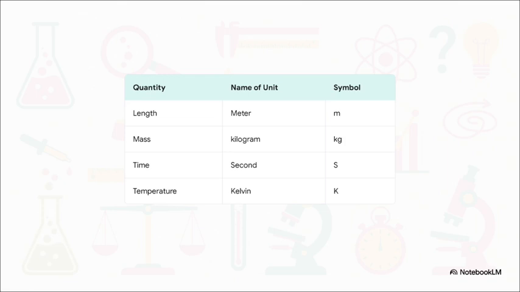For length, the universal standard is the meter. For mass, it's the kilogram. Time is locked in at seconds, and temperature is in Kelvin. We call these fundamental units because they don't depend on anything else. They are the foundation of literally everything else we measure.